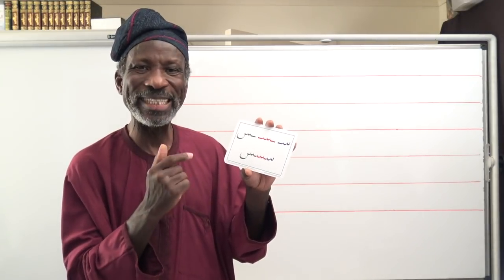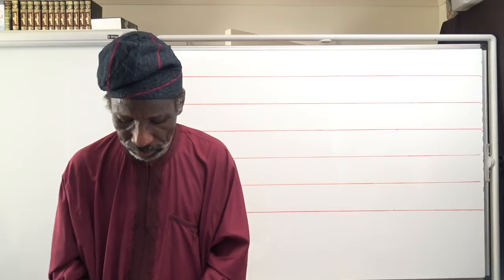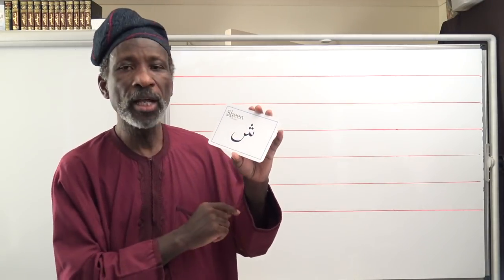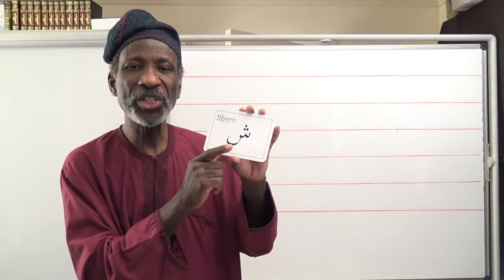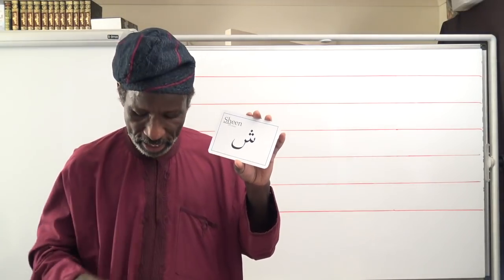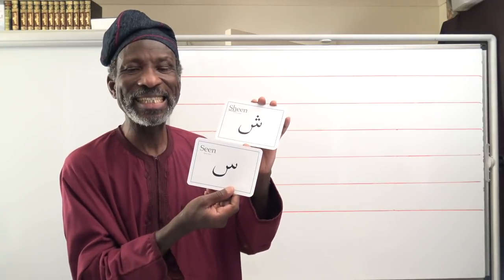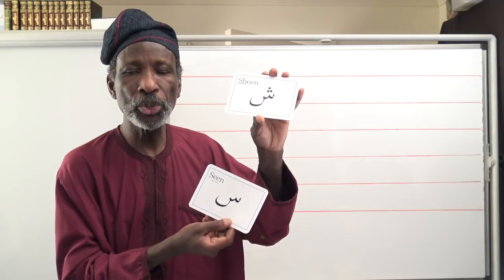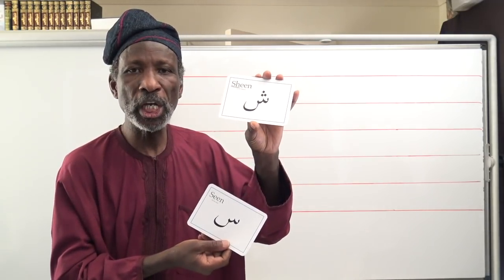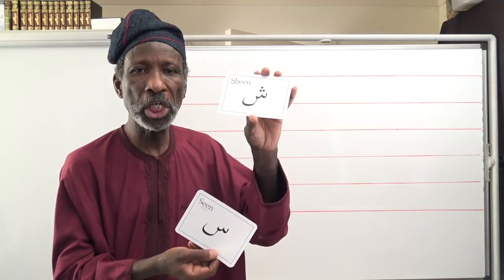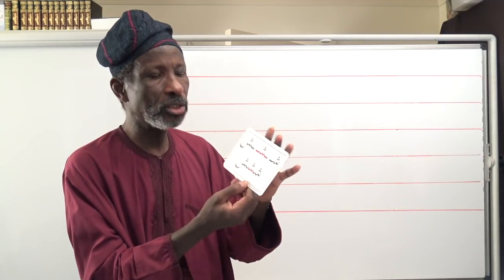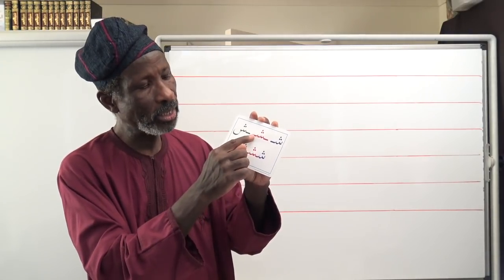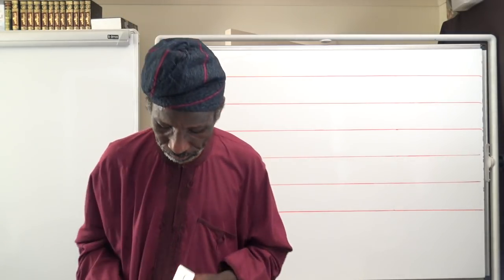Seen, very simple. Now, next, the shape is the same as seen, except we have three dots. So this one is sh. This one is s, and this one is sh. Seen, sheen. And just join the same way: sheen at the beginning, extension, middle, extension, and the final.